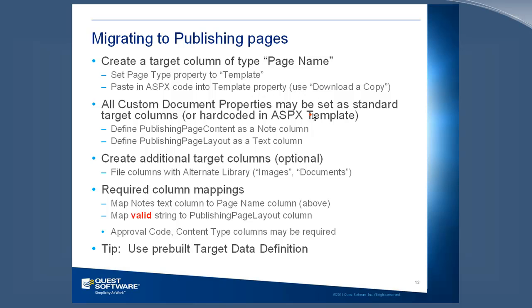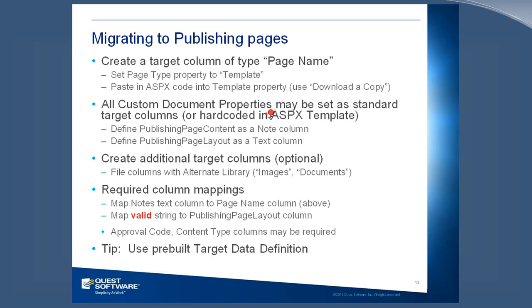The way to do this is to actually go into the web browser and download a copy of that ASPX page to your local disk, and I'll show you an example of this in a minute. And then look at that ASPX page, and then you can copy as much of that ASPX code as you want to keep into this template property. And then every time we generate a page in SharePoint, we will start by using this ASPX code for that page, and then you can also map any columns you want on top of that.